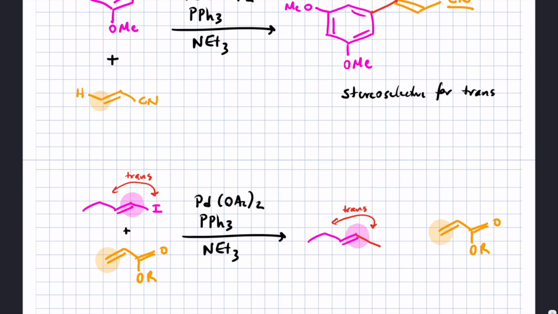And then second, the new bond that we get is always trans to the functional group on our orange olefin. Okay, and notice the kinds of bonds we're making in this process. In both cases, the new bond we made was a sigma bond between sp2 hybridized carbons.